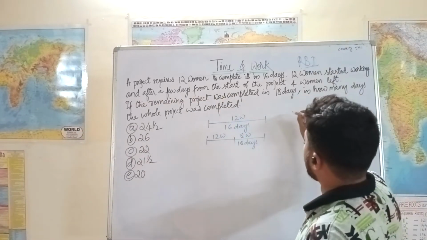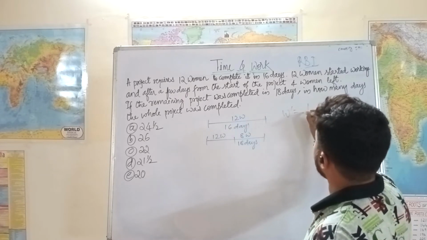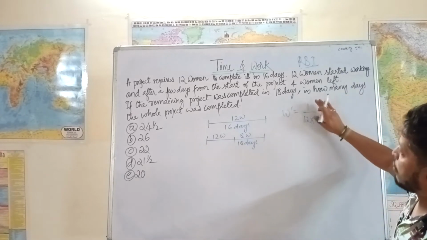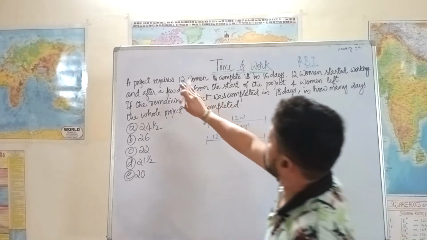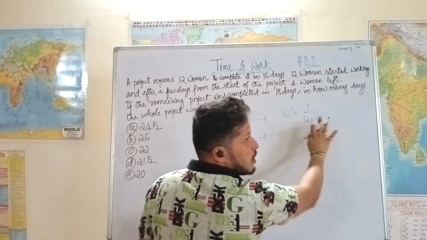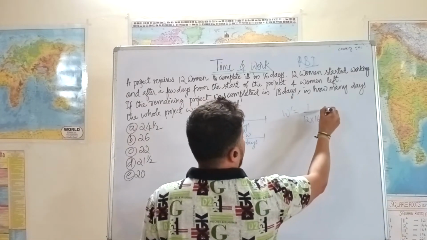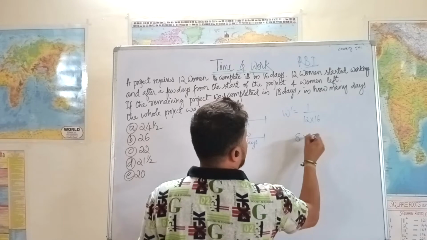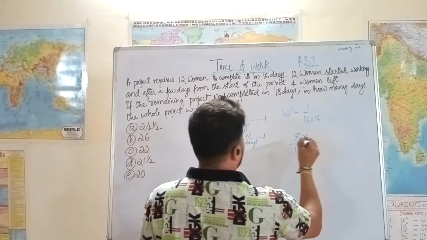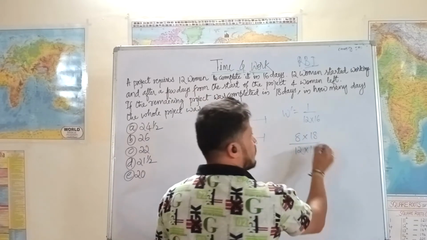See, 12 women can complete it in 16 days. That means women's efficiency is what? 1 by 12 into 16, like the previous problem. If 1 woman can complete it in 16 days, it is 1 by 16. So since it's 12 women, it is 1 by 12 into 16. Right? But here 8 women worked for 18 days, and their efficiency was this.